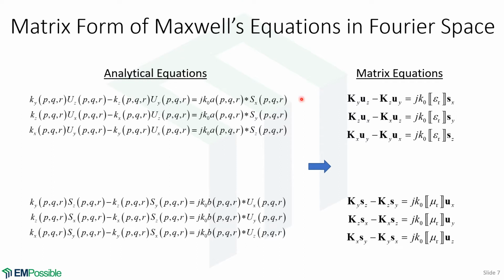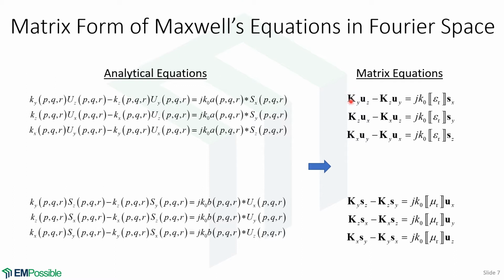So we did all this work to our first equation in Fourier space. Very similarly, we could do that for all of these. So each one of these equations is written once for each combination of P, Q, and R. So we end up with 6 matrix equations, and these look very nice. I told you they would simplify down. And that is the matrix form of Maxwell's equations in Fourier space.